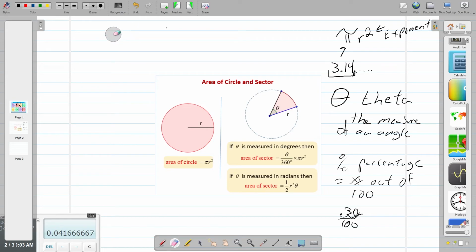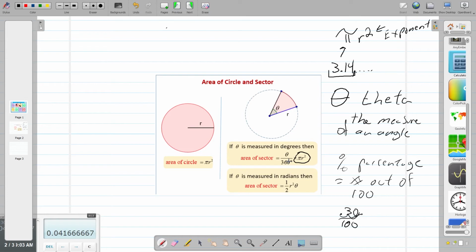Well, area of a sector is almost exactly the same thing as area of a circle. You notice we have times pi r squared, so times the area of a circle, and we have theta divided by 360. So it's the percentage of the circle times the area of the circle. Bam! That's pretty sexy, right?